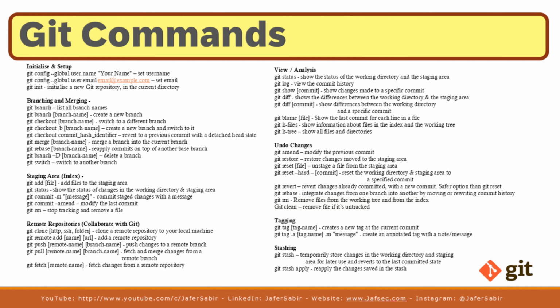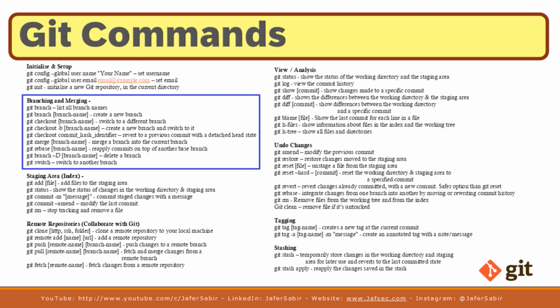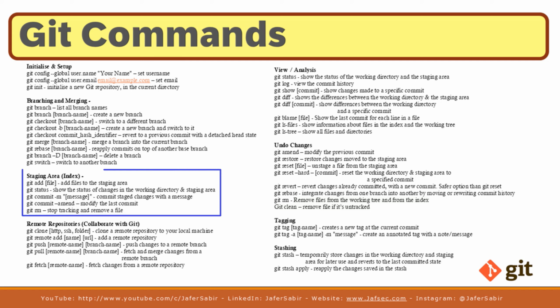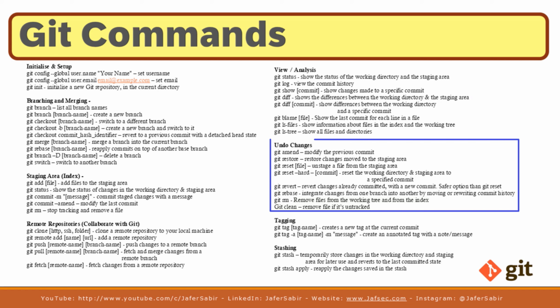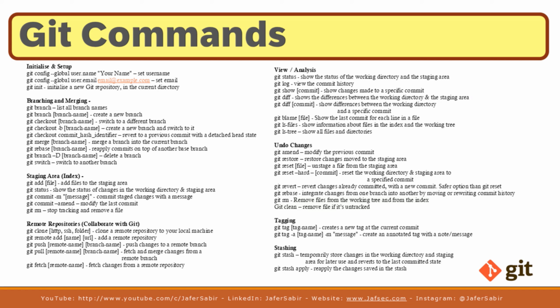Now this slide is more of an exhaustive list of the Git commands. It's not all of the commands, but it's many of the commands. And I have broken them down into sections. So we've got the initialize and setup, and then commands for branching and merging, and then the staging area, remote repositories, view analysis, undo changes, and then tagging and stashing. So you can use these as a reference, and I will be using these as a reference as well when working in the live environment.